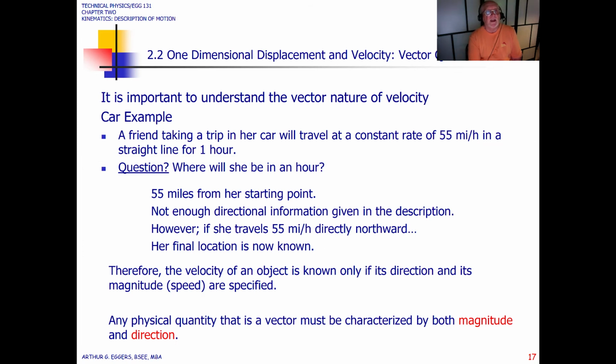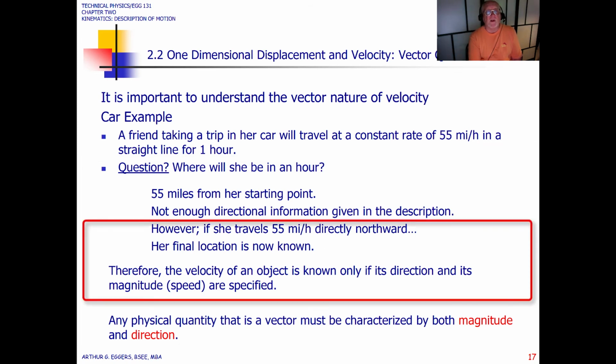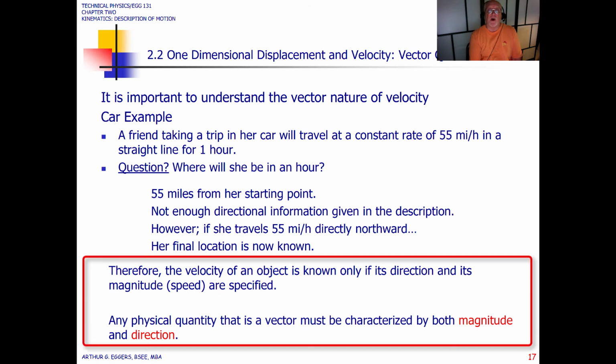However, if she travels 55 miles per hour directly northward, think of it on the XY axis, we're going straight up the Y axis, 55 miles per hour directly northward, her final location can now be known. Because we now know that she traveled in 1 hour that 55 miles. Therefore, the velocity of an object is known only if its direction and its magnitude are specified. Any physical quantity that is a vector must be characterized by both magnitude and direction.